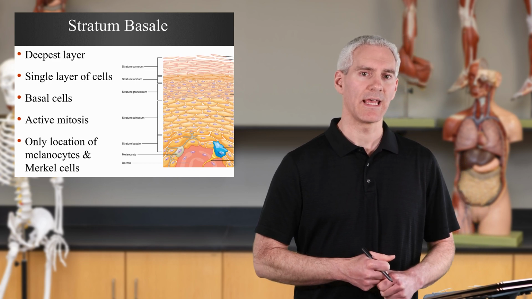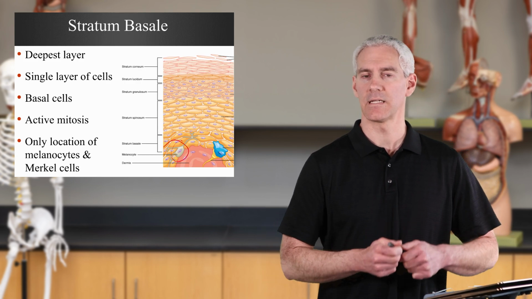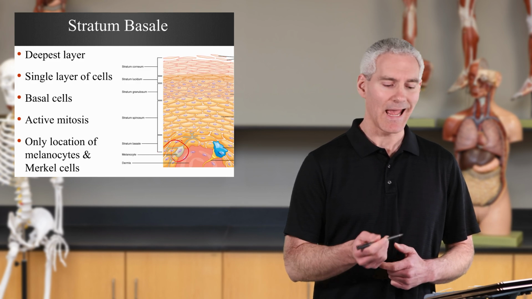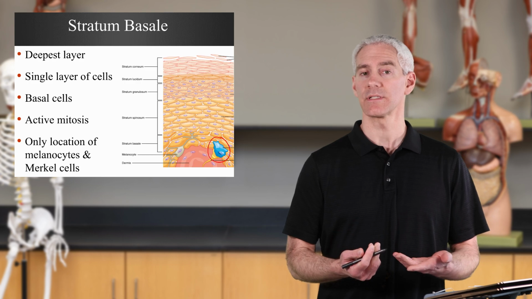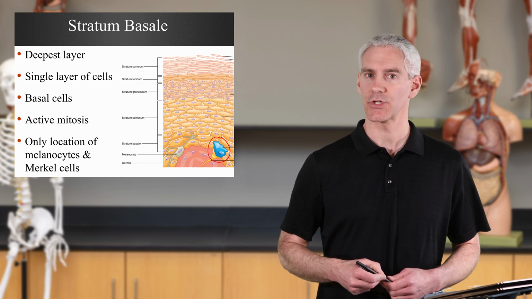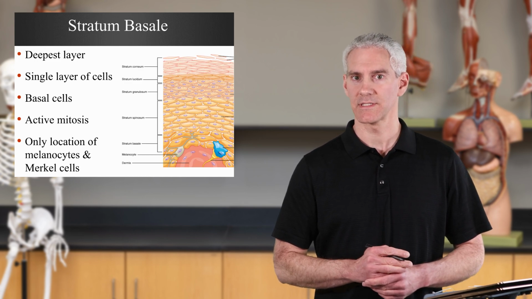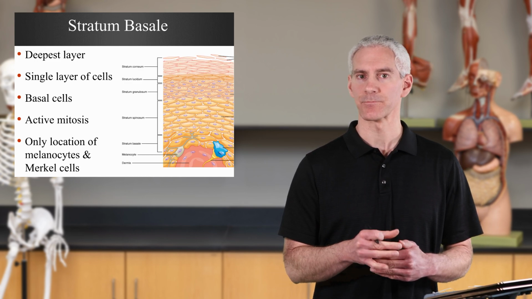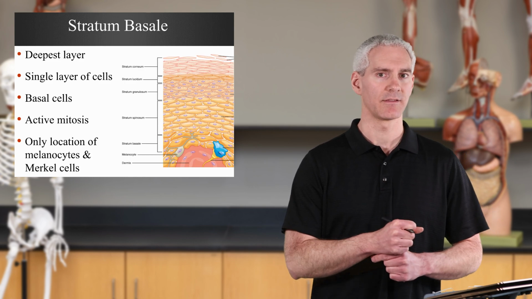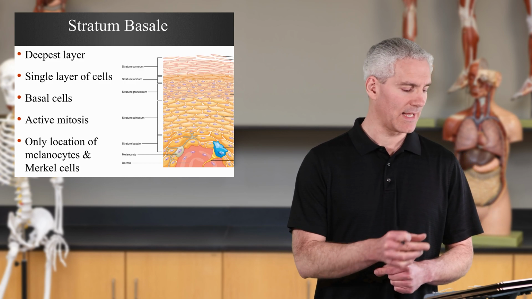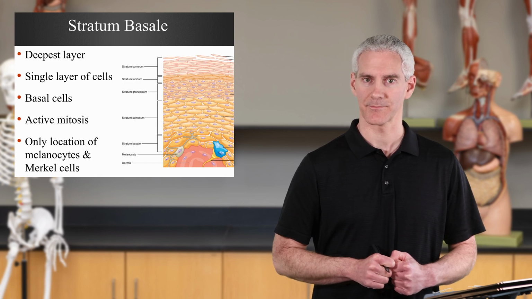This is also the location where you'll find your melanocytes. Remember, these are the melanin or pigment producing cells, as well as finding your Merkel cells. The Merkel cells are the light touch receptors of your skin. Now, there are more touch receptors as we get down to the dermis, but this is one of the touch receptors found in the epidermis, the Merkel cells here. So we have the melanocytes and Merkel cells found in the stratum basale.